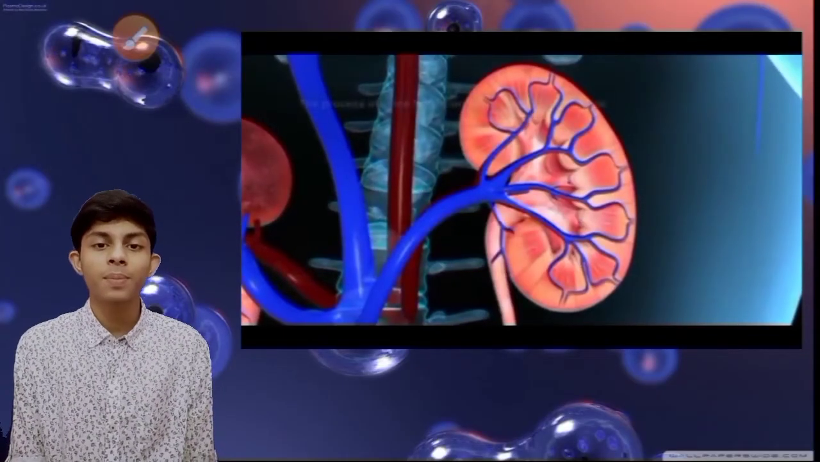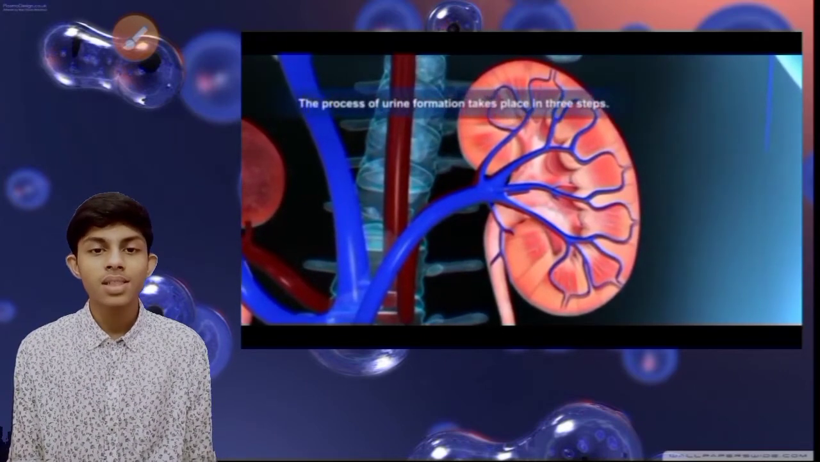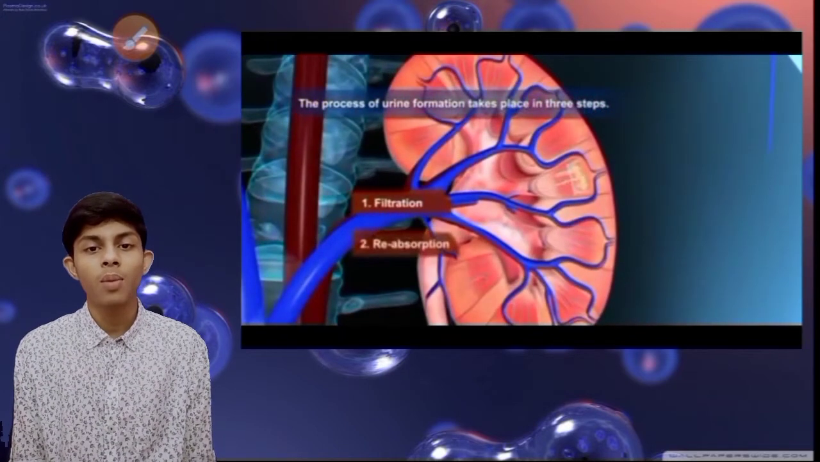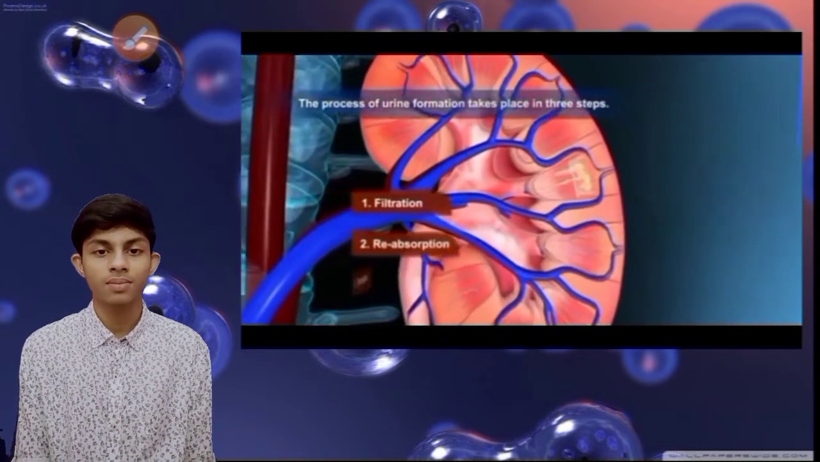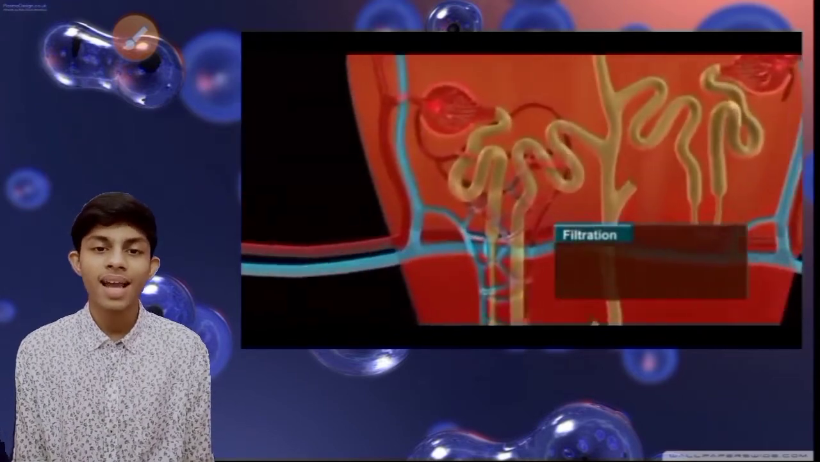Now, let's look at the process of urine formation. The process of urine formation takes place in 3 steps. Number 1, glomerular filtration. Number 2, reabsorption. And number 3, secretion.